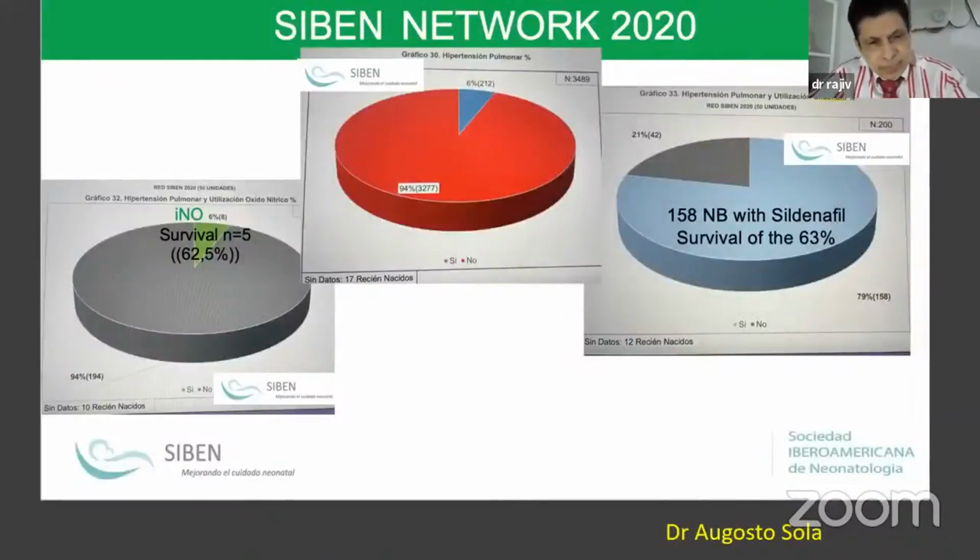So this is the biggest study from South America by Augusto Sola and group, which I fall back upon. This showed the world that in low and middle income countries, sildenafil is a wonder drug. This is 2006 and beyond, in which in one area he saw that the INO survival was around 62.5%, a huge statistical number. And with sildenafil, the survival is almost 60%.